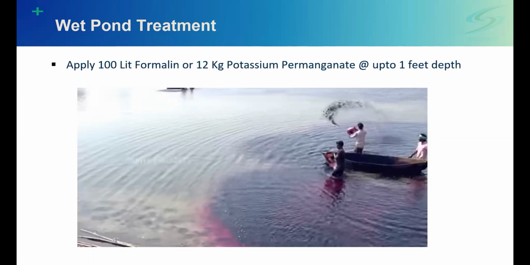In that case, you can choose either formalin or potassium permanganate, preferably potassium permanganate, around 12 kg per acre, up to 1 foot depth. You have to put water in your pond, but the water should be minimal, so that only the bottom is wet, and in that you apply potassium permanganate throughout the pond. Or you can choose 100 liters of formalin and apply it throughout the pond. Even these two chemicals are going to be very expensive. It's not so simple.